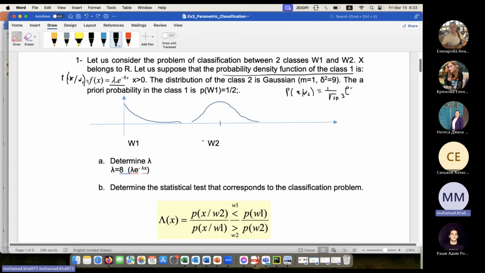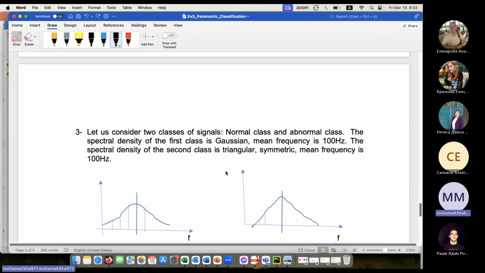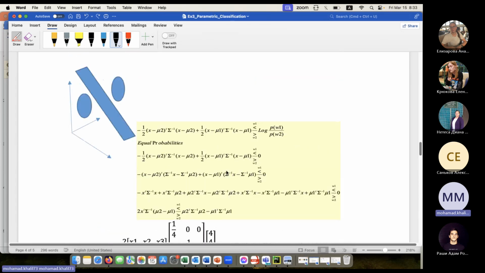Okay, if we want now to apply this, first of all, we have to plot the signal. If we plot the signal, we will have these things.